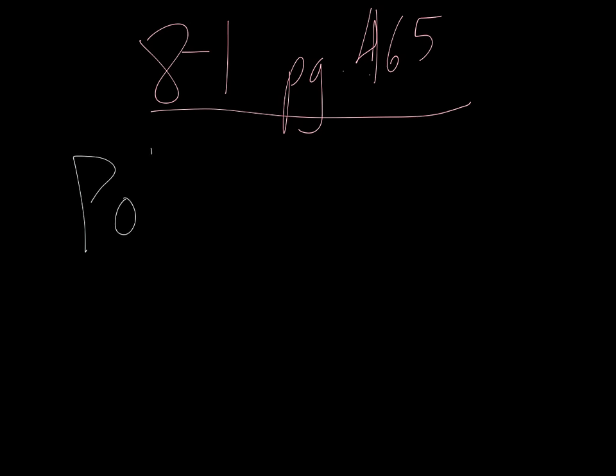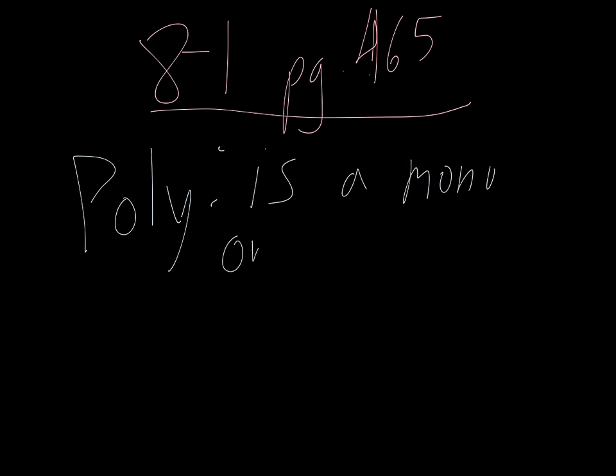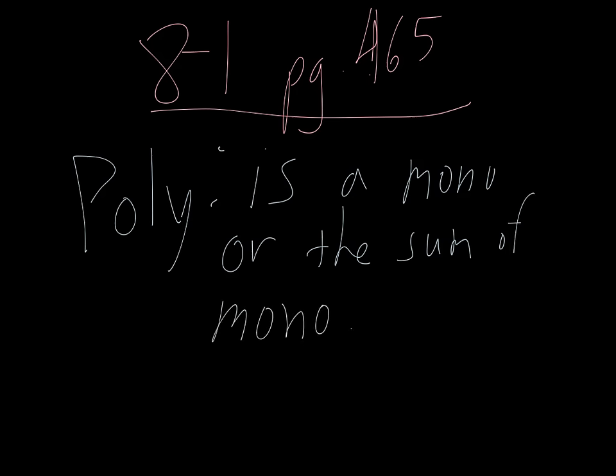That's going to be our first definition, and if you go to page 465, it's the first thing that's there. A polynomial is a monomial or the sum of monomials. What that really means is that the difference between a polynomial and a monomial is that it's multiple monomials added together or subtracted. And we have a few different fancy names that we use for these.